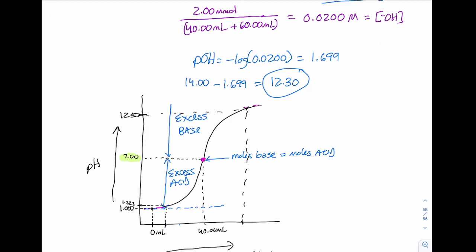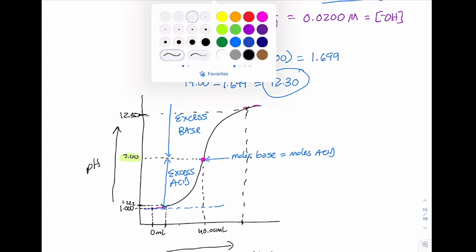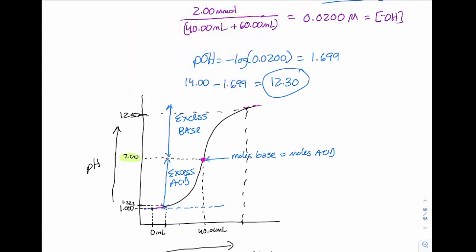So again, initially, these are the parts I really want to make a big deal of. Initially, when it was 0 milliliters, it was just my strong acid. At the equivalence point, the two are equal, so everything between here and here is going to be excess acid. At this point, I've neutralized all of the acid, but I keep adding base to it, so then everything after this, as I keep adding more, is going to be excess base.